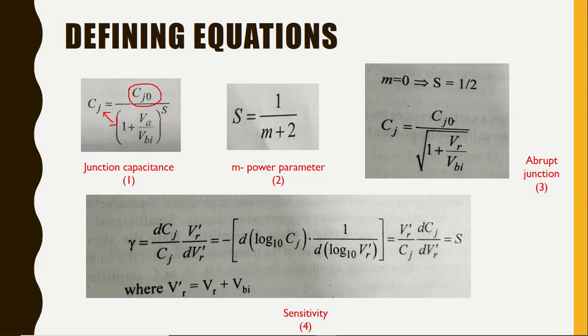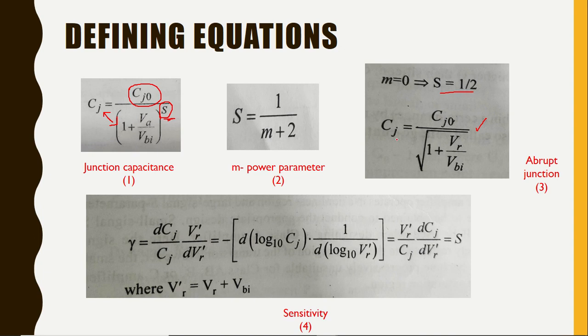And S is one of the important parameters that determines the capacitance value. S is the doping profile of the varactor diode, and it is given by 1 by m plus 2. Now let us consider S to be half. So this will become Cj naught divided by root of 1 plus Va by Vbi. So this is the formula we get when we substitute the parameter S to be half.